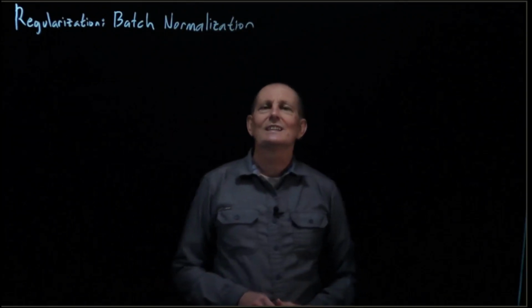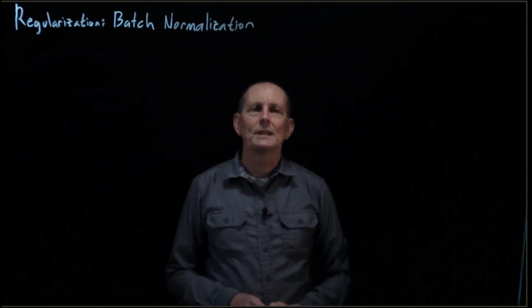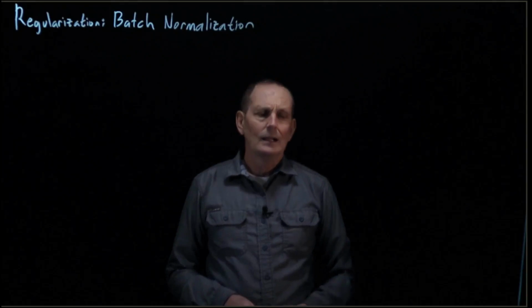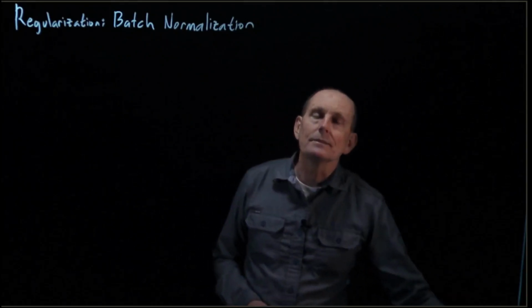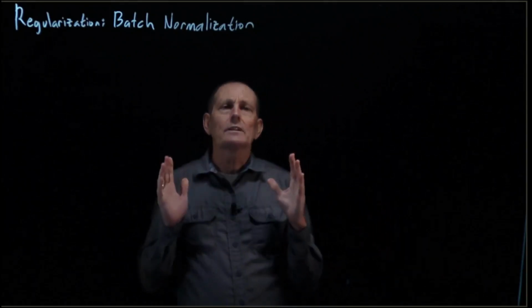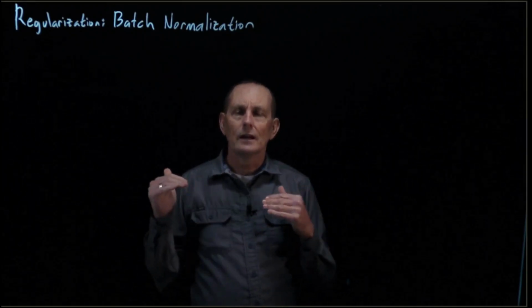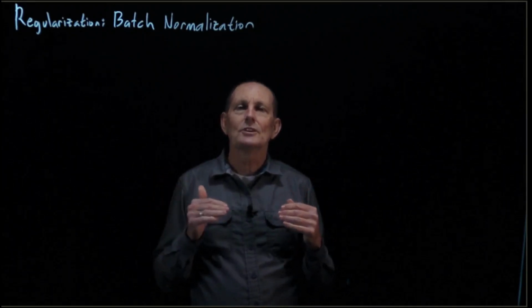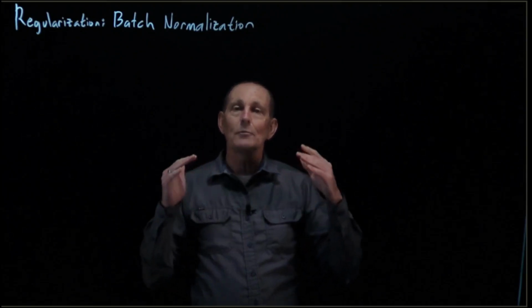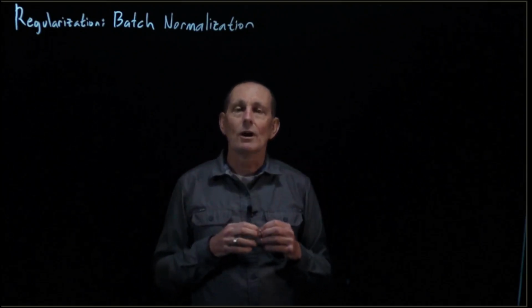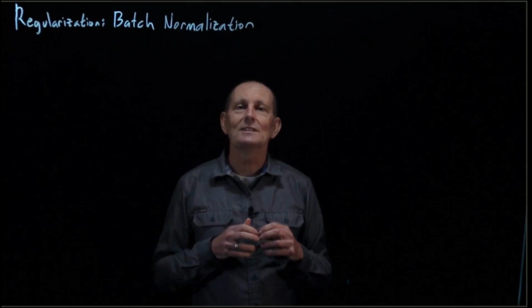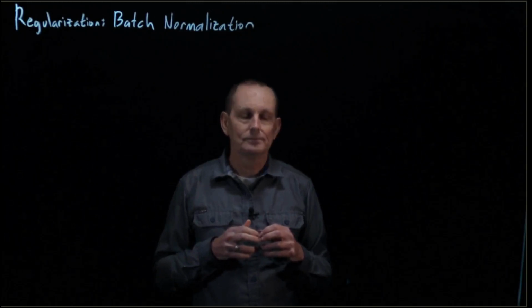Another regularization technique for neural networks is batch normalization. Let me give you the intuition on this. So we've talked about normalizing inputs, right? Going ahead and adjusting the inputs so that we have the same range of values. Often what we'll do is set it up so that the mean is 0 and the standard deviation is 1.